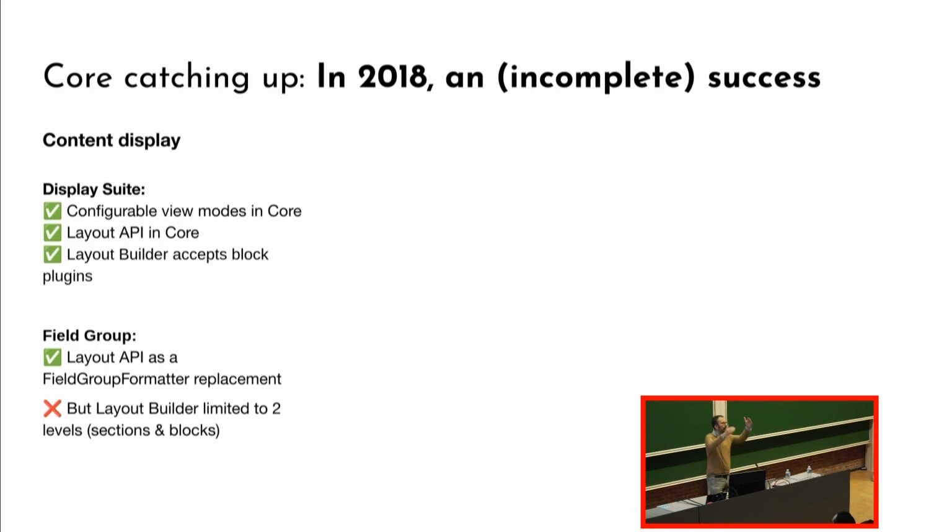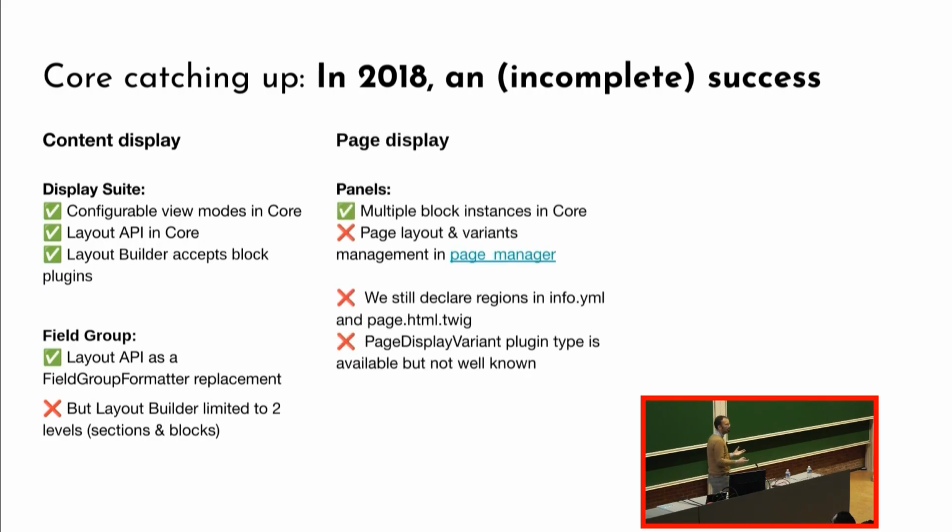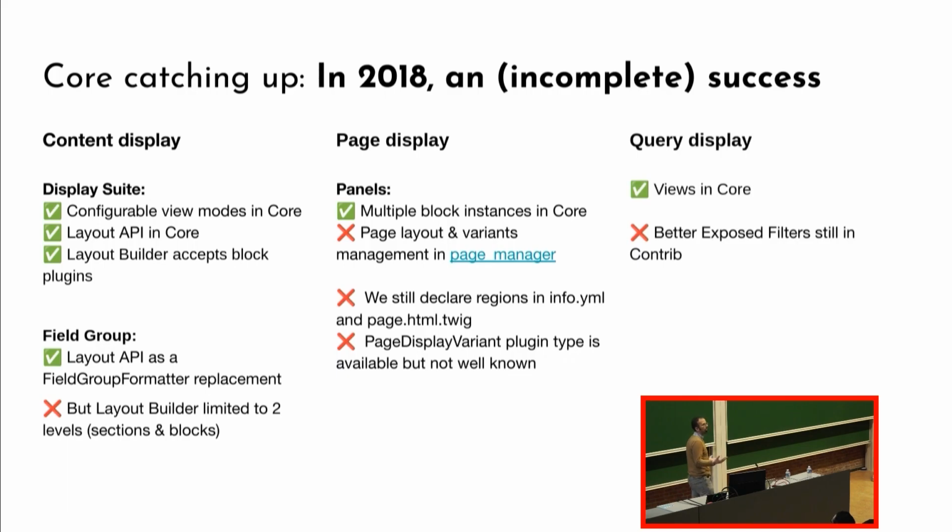For example, Layout Builder is limited to 2 levels, section and block. For page display, we can put the same block many times, but we are still defining the regions in info.yaml and page.html.twig. And for query display, not much happened. We still have the same experience as 10 years before.